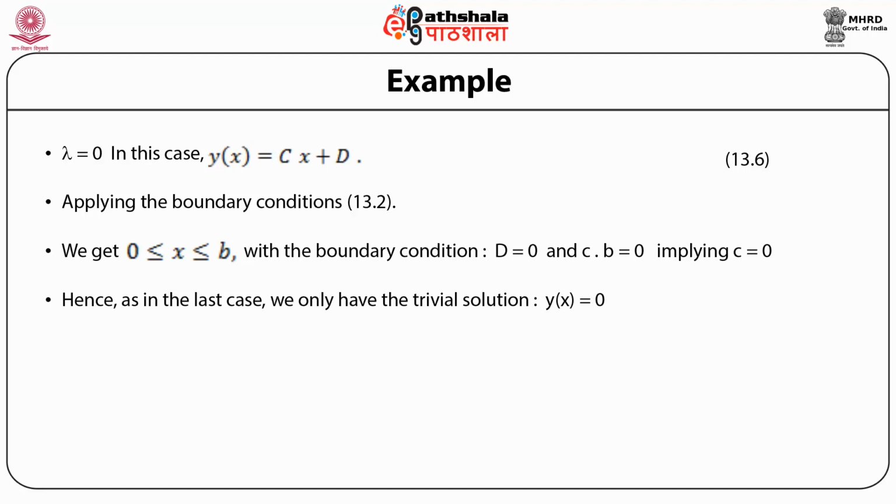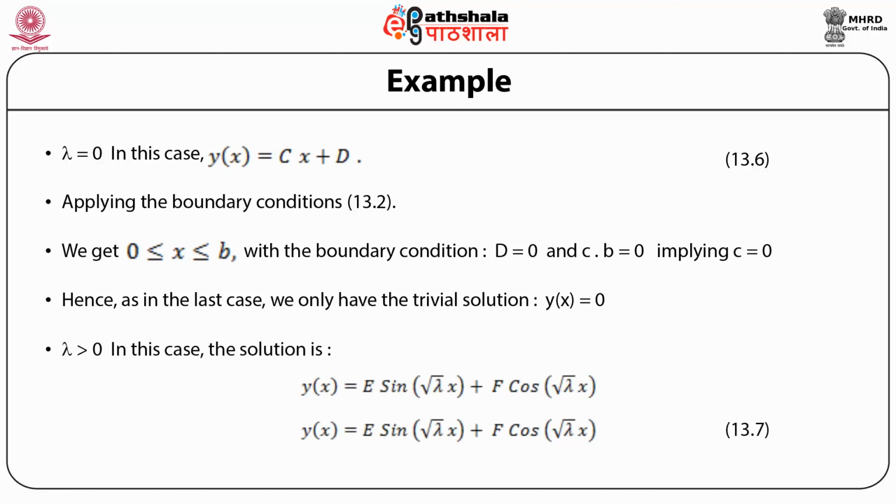Therefore, again we have the trivial solution that y of x is equal to 0. In the case when lambda is positive, the general solution y of x is e times sine of under root lambda x plus f times cosine of under root lambda x. This you can recognize as a solution of the harmonic oscillator.